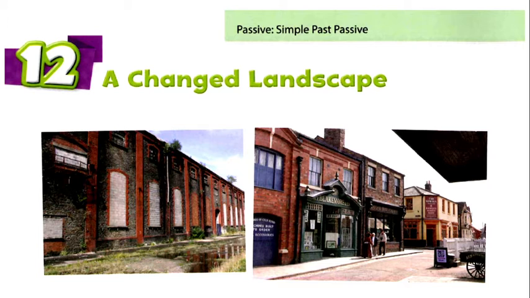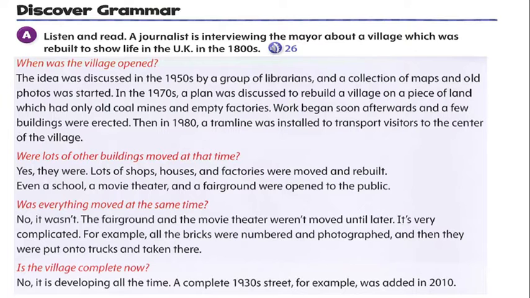So I started from Unit 13, and we're gonna start from Unit 12 today. It's the Oxford International Grammar Book. So let's go. Listen and read. The journey of a village was rebuilt to show life in the UK in the 1918s. So let's listen to the audio. Page 62. Unit 12. A Changed Landscape.